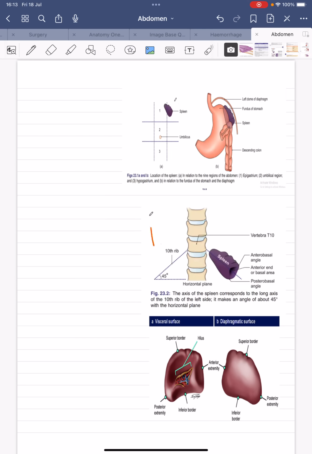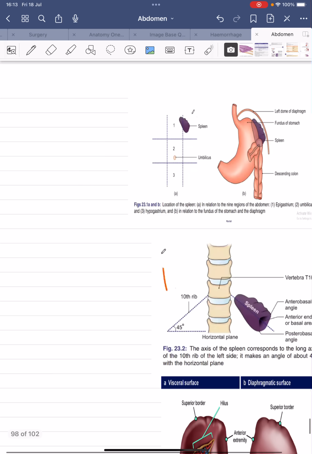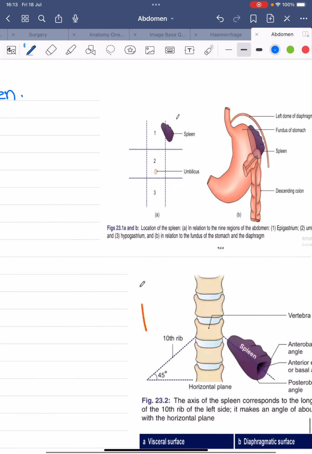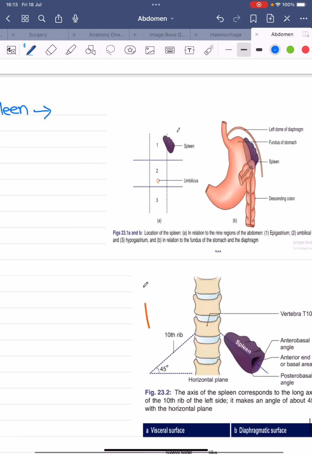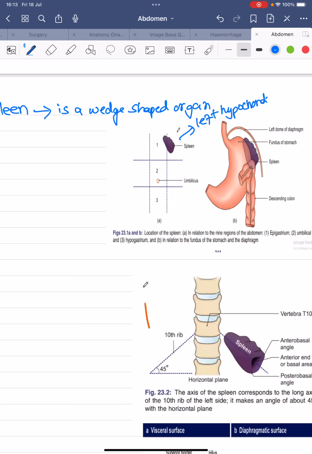We are going to discuss the spleen. What are the important points in relation to the spleen you must know? Number one, as you can see in this diagram, the spleen is a wedge shaped organ, and it is lying in your left hypochondrial region and also in the epigastric region. So some part of the spleen is also in the epigastric region.